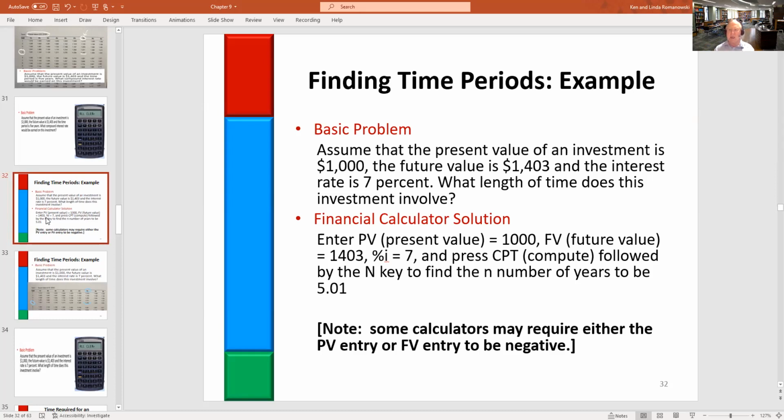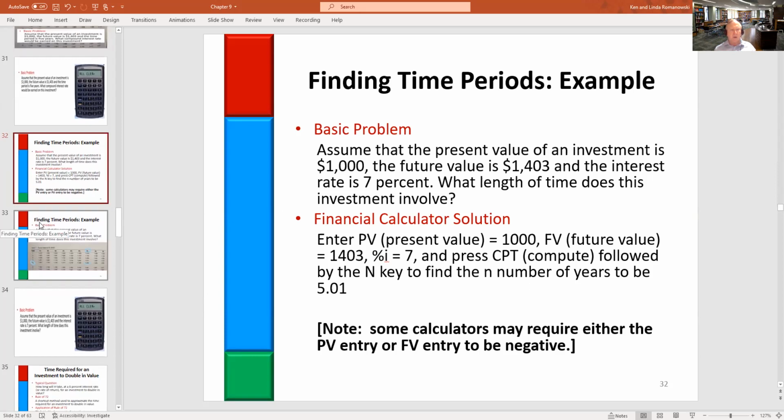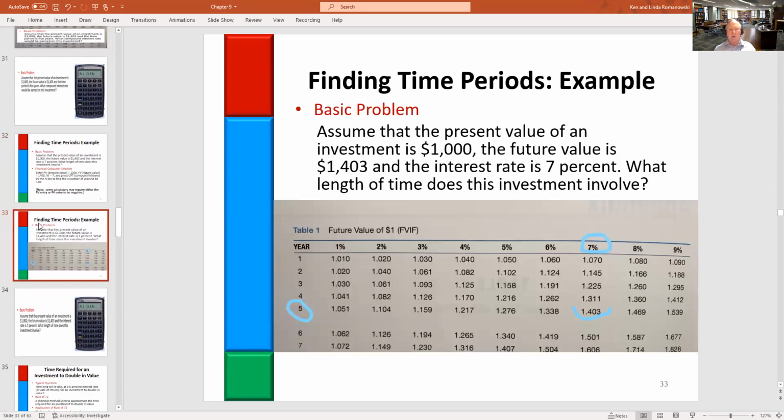The CPT is for, I believe, the Texas Instruments calculator. But for the Hewlett-Packard calculator, you just hit the N key, and that will give you the number of years as 5.01, which again, rounded to a whole number is 5 years. And as it mentions down here, some calculators may require either the PV entry or the future value entry to be negative.